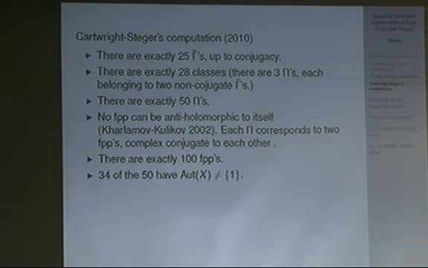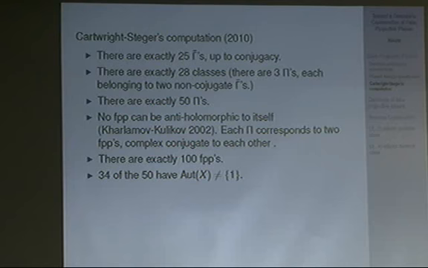So Cartwright-Steger's computation gives the actual computation. They give the generators of each group. They use a computer algebra system in a very clever way. They add one suitable generator and then compute the group, and if the group is not big enough, they add another generator, and so on. So there are exactly 25 gamma bars up to conjugacy, and there are exactly 28 classes.